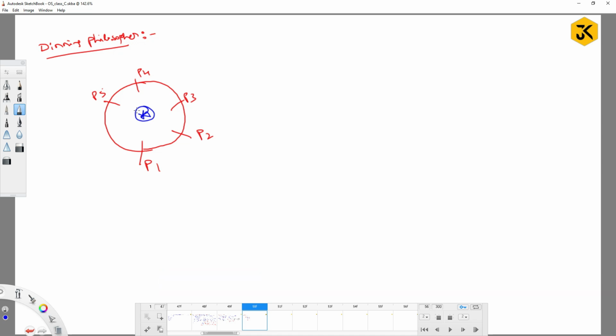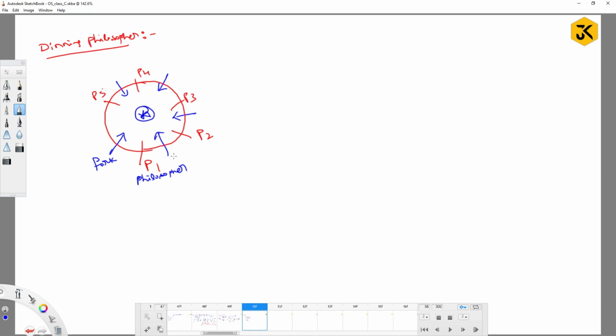But the condition here is, if they want to take the food, they have to use the forks which are placed one adjacent to them, right? One will be left side, another one will be right side. I can say this will be a kind of fork and this will be a philosopher. This is the problem, right?